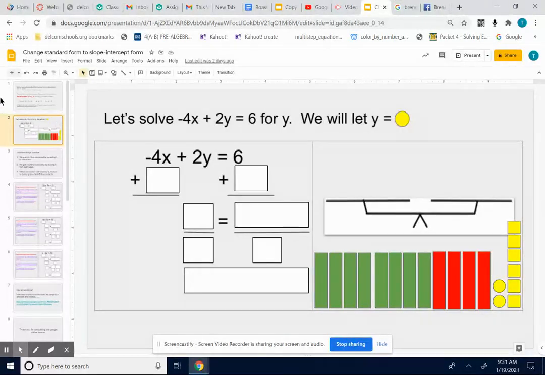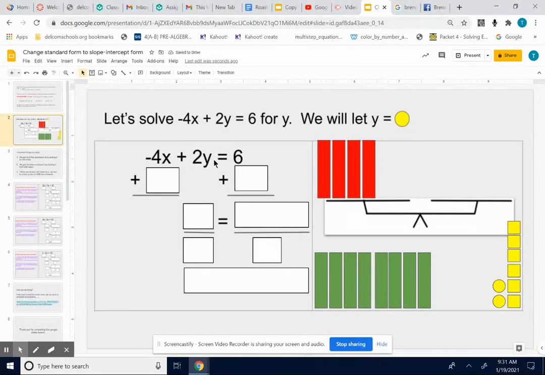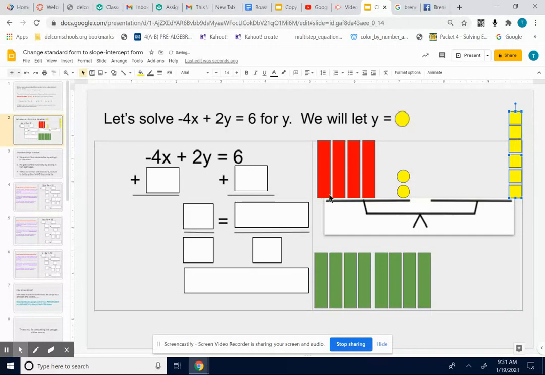Give it a chance. We're going to build negative 4x. I'm grabbing 4 at a time. Negative 4x plus 2y. y is a new variable. We're going to let y be a circle. So negative 4x plus 2y is on the left, balanced with 6 on the right. And I want to solve this for y. I want to get y alone.